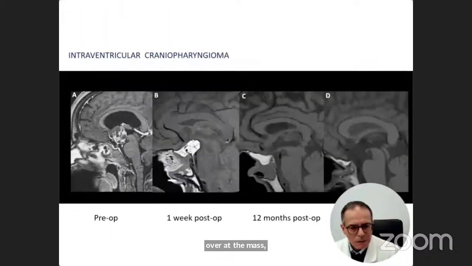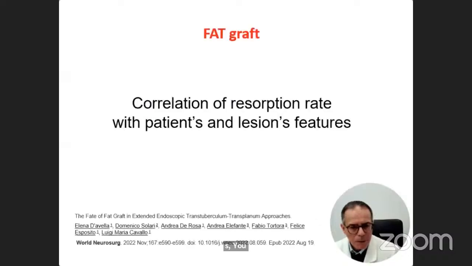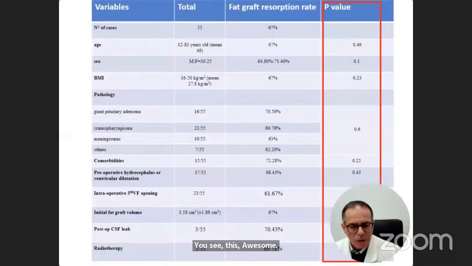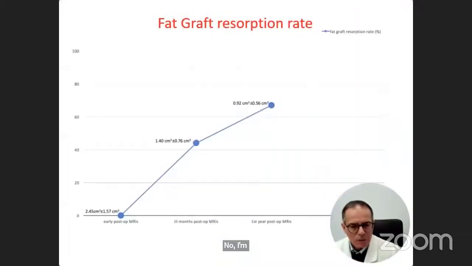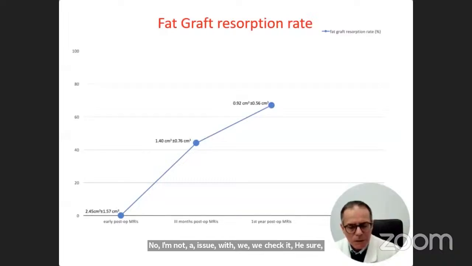You see this case of craniopharyngioma almost disappear. There is no correlation between patient tissue and the resorption rate. We checked, nothing correlates with the patient tissue. So the only thing that we saw is that after 1 year, more than 60% of the fat is resorbed.